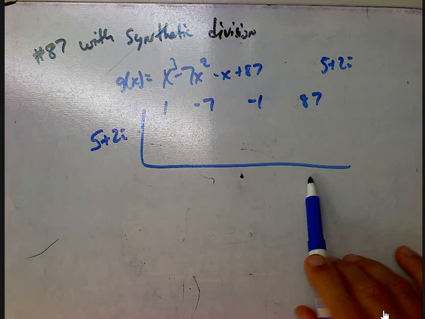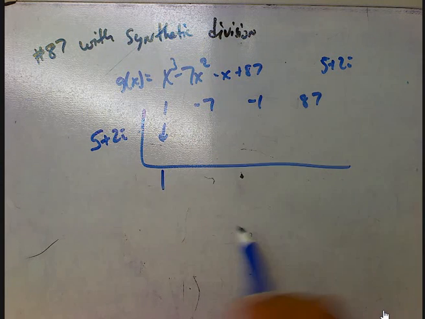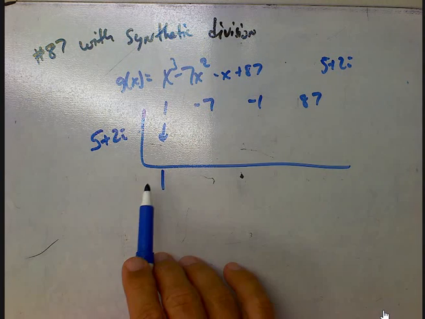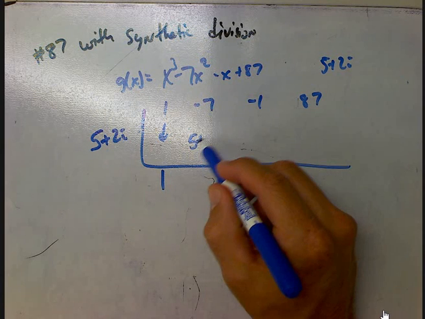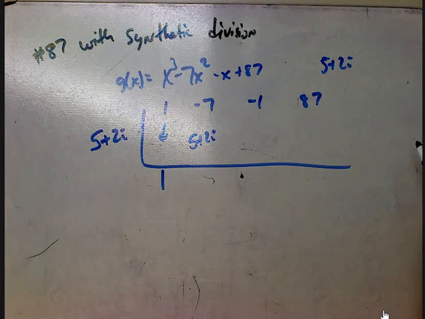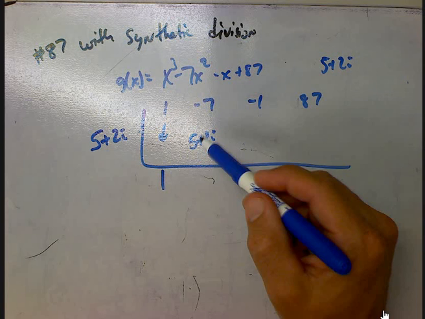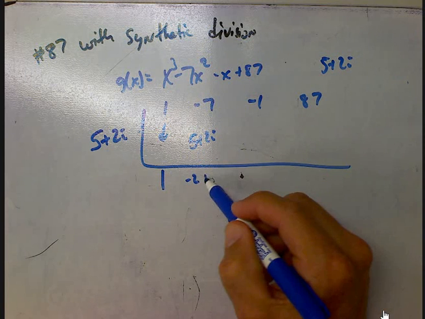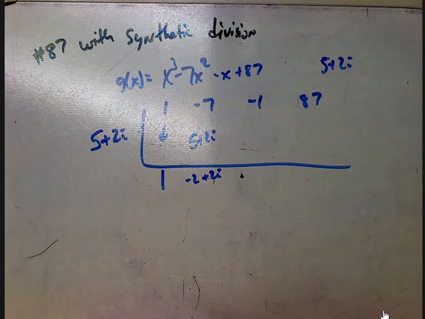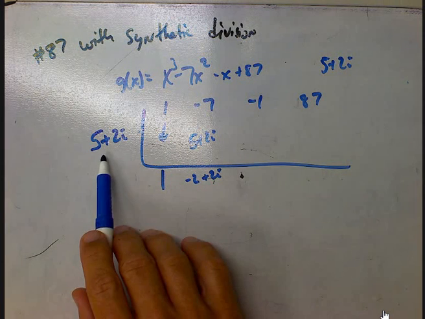So I bring down the 1. 5 plus 2i times 1 is 5 plus 2i. Now I would do -7 plus 5, which is -2. Bring down the plus 2i part altogether. Okay? Now I got to take 5 plus 2i times -2 plus 2i.